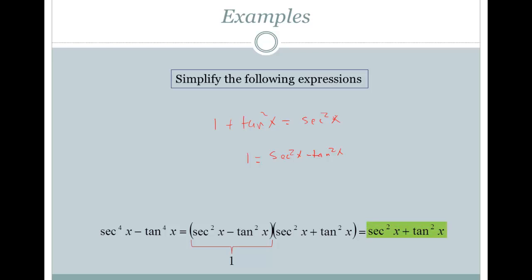I could, if I wanted to, have combined those because secant squared is 1 over cosine squared x, and I can have plus sine squared x over cosine squared of x. So I could have written it as 1 plus sine squared of x over cosine squared of x if I wanted to, but this is fine right there. Okay.